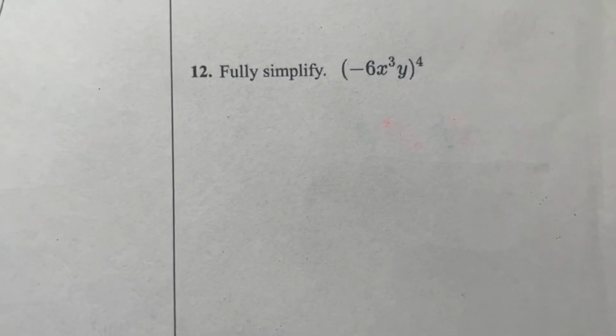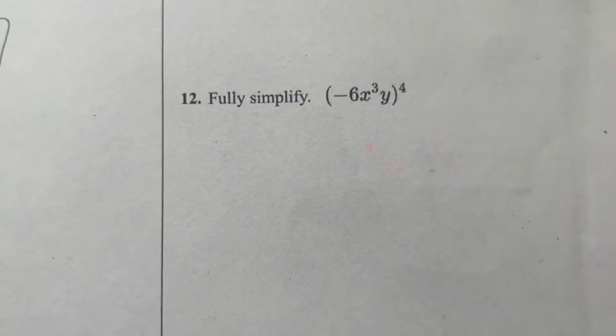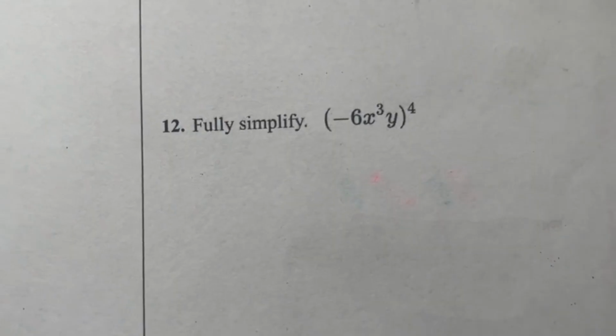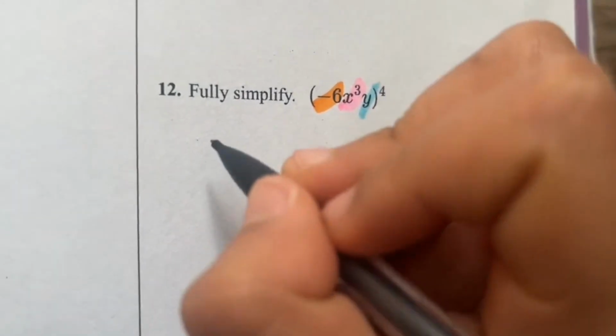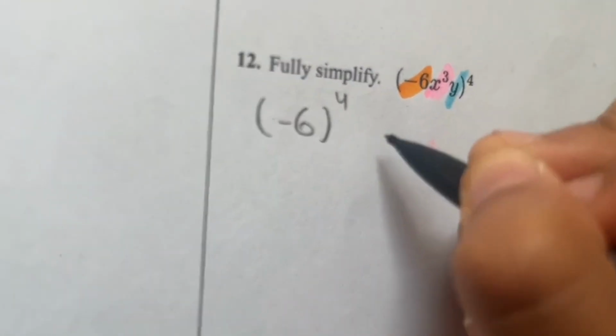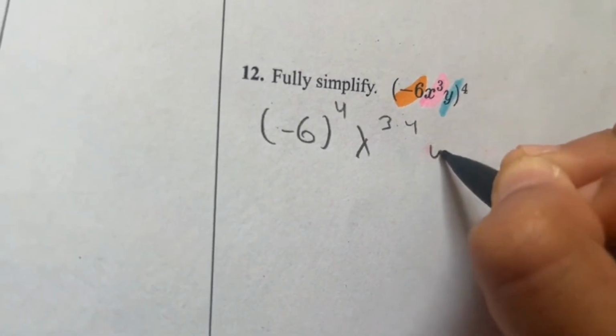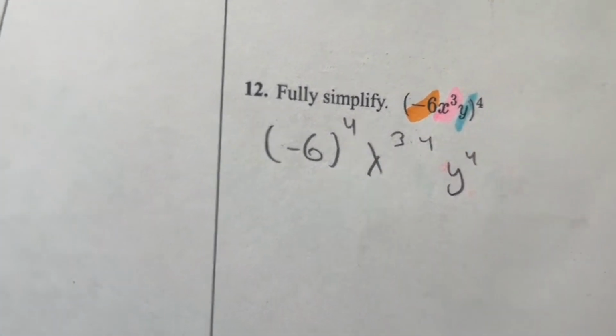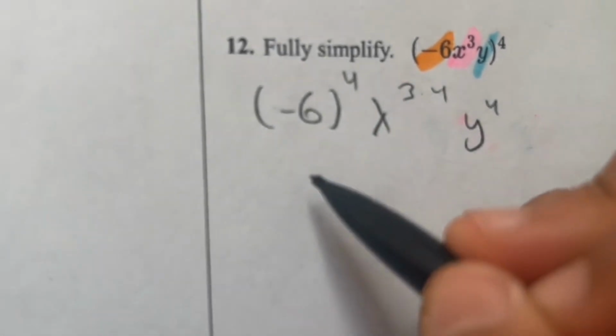This is the final question. You guys will be doing this on your own. So take your time, no rush, pause the video. There's another negative, so do the same. Obviously, the 4 is being distributed to all 3 of them. Then x, 3 times 4. And then y, of course, 4, because there's a 1. 4 times 1 equals 4. So don't worry about that.